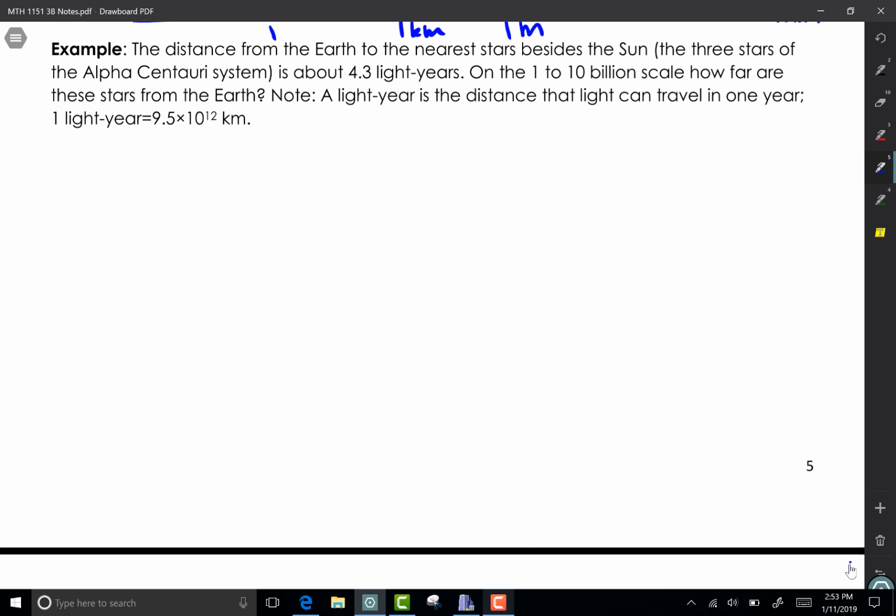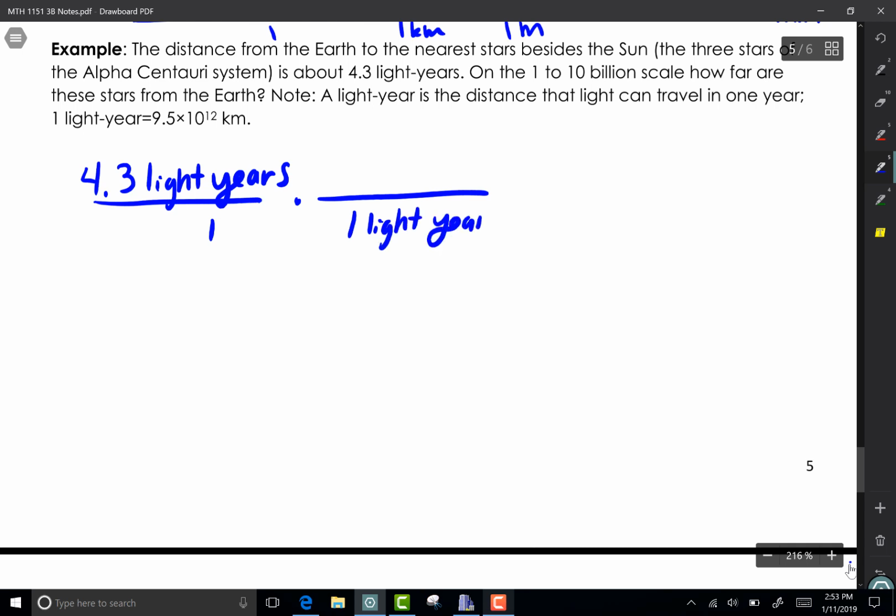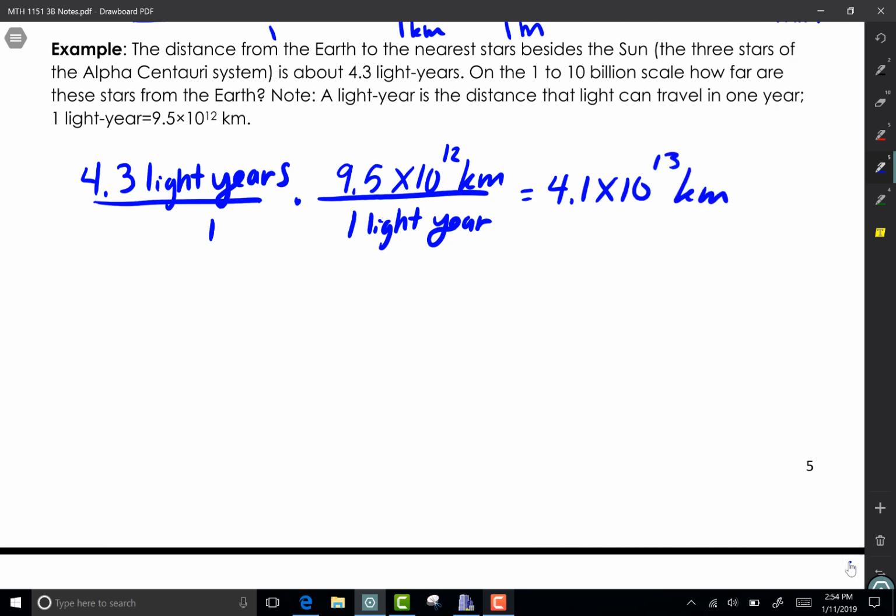So we want to figure out, using the 1 to 10 billion scale, how far the 4.3 light years away would be from the Earth. Okay, so we're going to start with 4.3 light years. And we said 1 light year is 9.5 times 10 to the 12th kilometers. That gives 4.1 times 10 to the 13th kilometers. That's how far 4.3 light years away would be in kilometers.